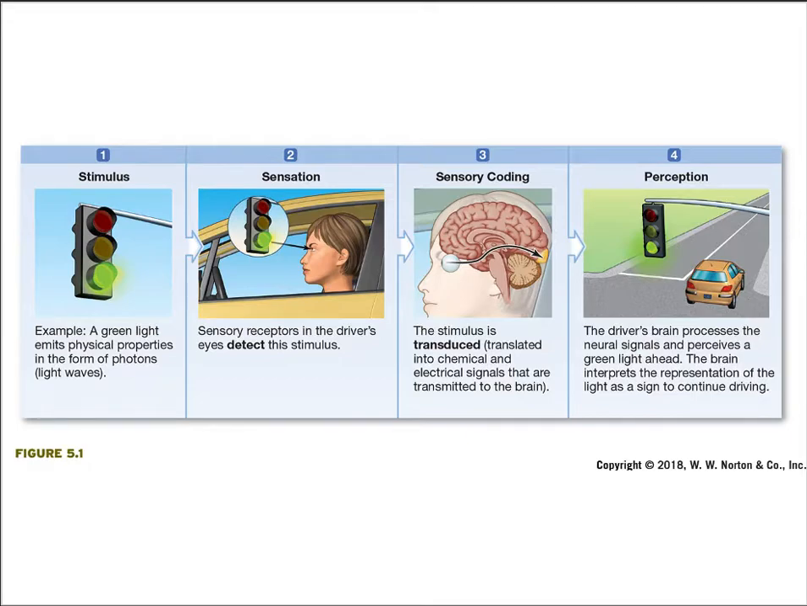The third step is sensory coding. The stimulus is transduced, translated into chemical and electrical signals that are transmitted to the brain. And then there's perception. The driver's brain processes the neural signals and perceives the green light ahead. The brain interprets the representation of the light as a sign to continue driving.